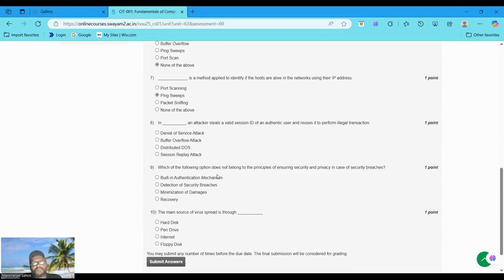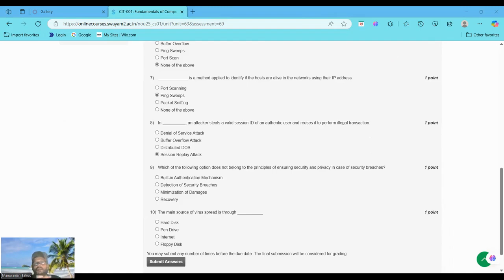Question number 8. In dash, an attacker steals a valid session ID of an authentic user and reuses it to perform illegal transactions. In dash attack, that is session replay attack. Okay. 8 option D, session replay attack. What is a session replay attack? An attacker intercepts a valid session ID and reuses it to impersonate the user for unauthorized actions.